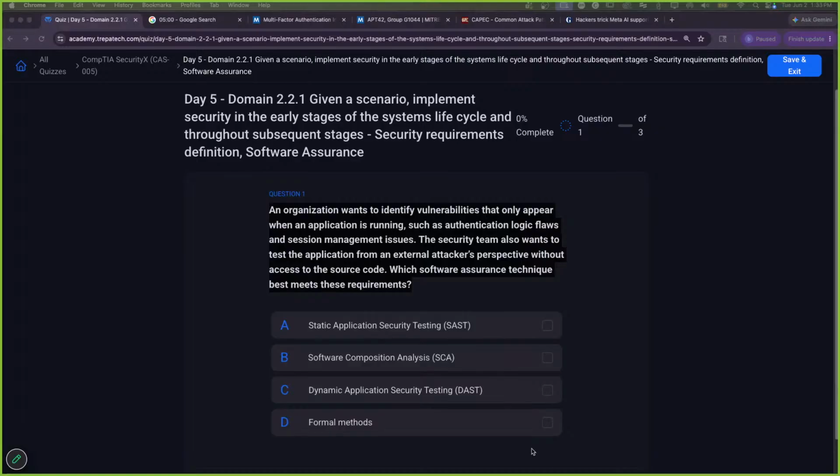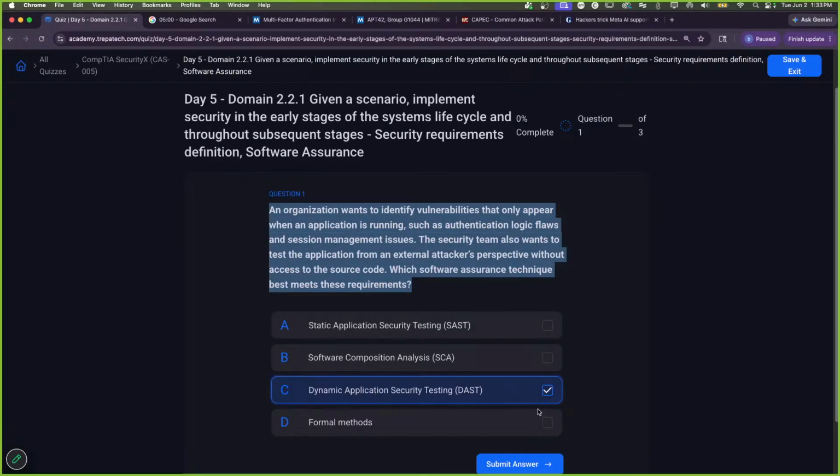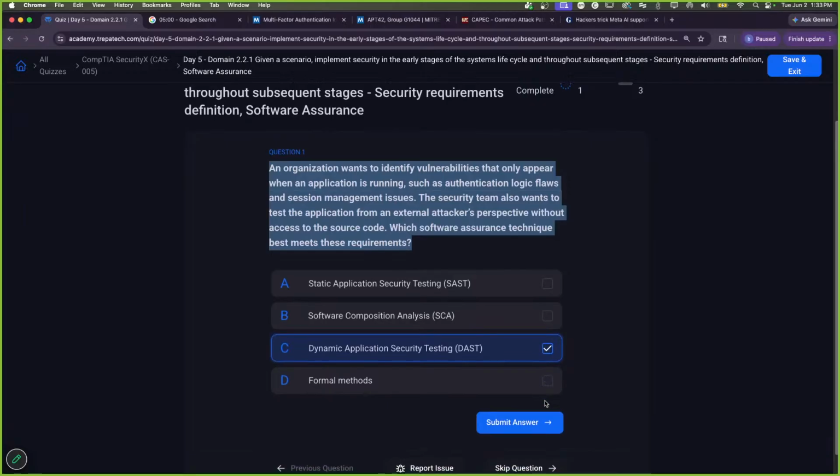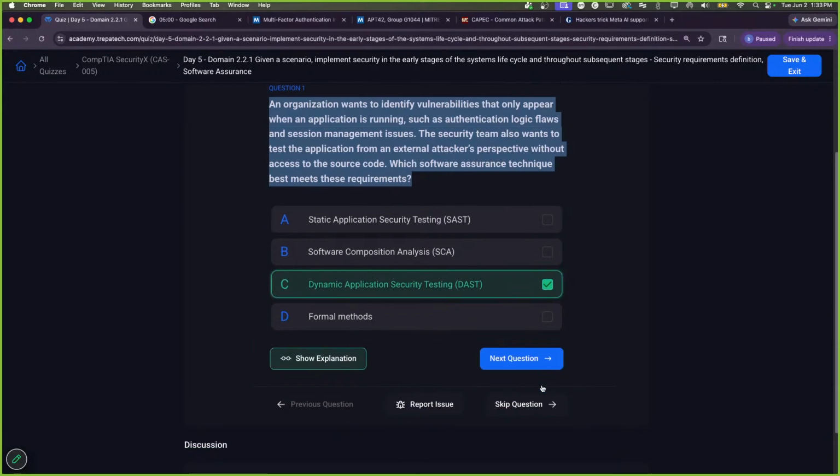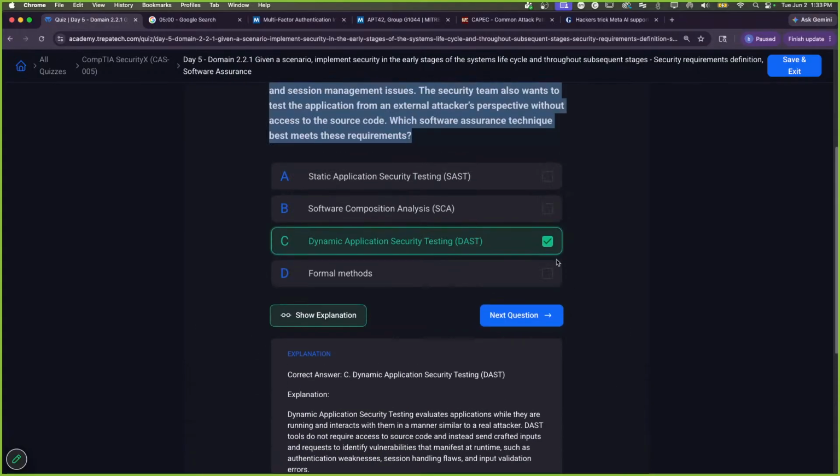So that's dynamic. That's not going to be B or D, because we'd need access to the source code. And A literally is looking at source code. So we're going to go with C here, dynamic application security testing. Interactive application security testing also wouldn't work, right? Because that's an agent, a tool plugin that actually gets access to source code. So this question is exactly describing dynamic analysis here.